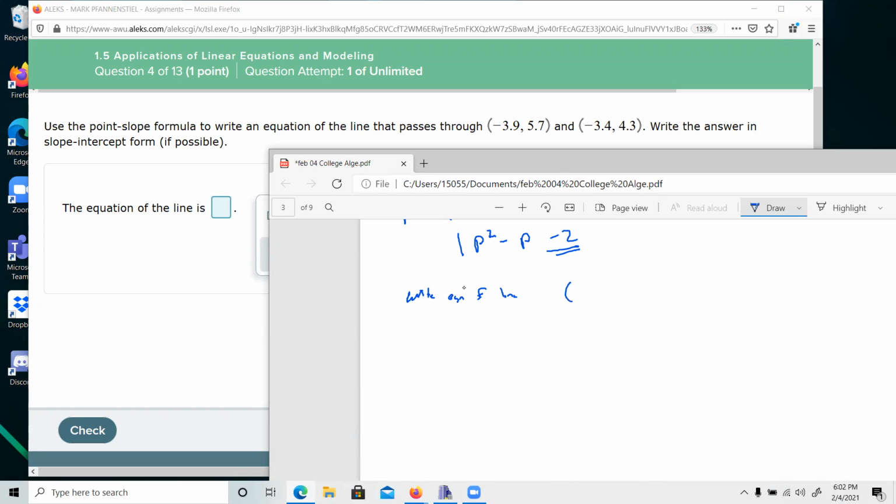We have a couple of points here. We have negative 3.9, 5.7, negative 3.4, 4.3. Okay, so we have a couple of things that we're going to do here. We have to figure out the slope. And then we have to use the point slope formula, which is this one.